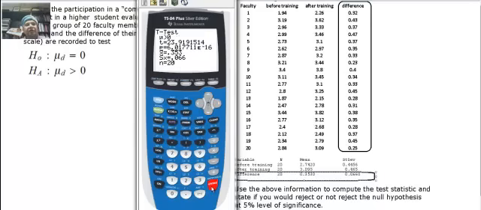So in this case, the p-value is really small, right? Am I clear? So you will say, well, the evaluations have gone up after the communication training, right?